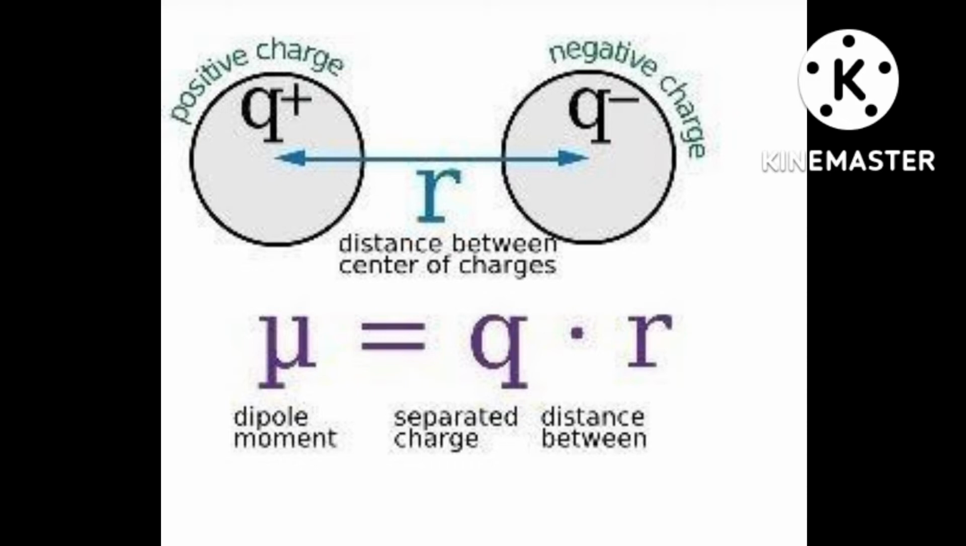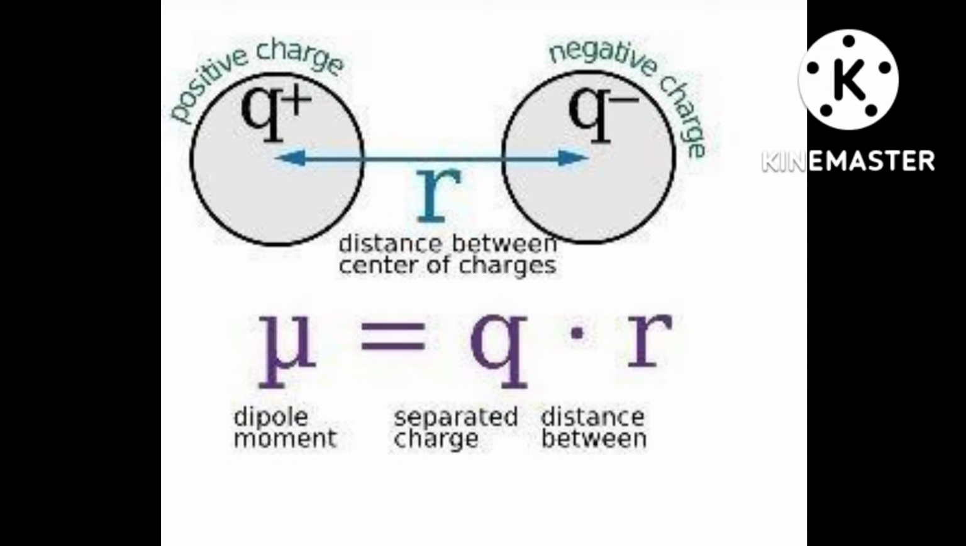Mu means dipole moment. Mathematically, it is expressed as dipole moment equals charge into distance of separation, that is a small r. Charge is denoted as q, so q into r. That is the dipole moment. Mu is equal to q into r. Dipole moment is usually expressed in Debye unit, D, capital D. If a question is asked, what is the unit of dipole moment? Then the unit of dipole moment is the Debye unit, capital D.